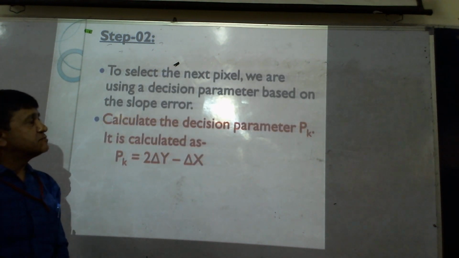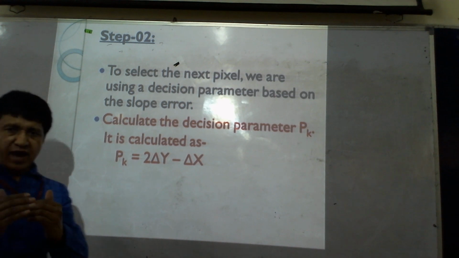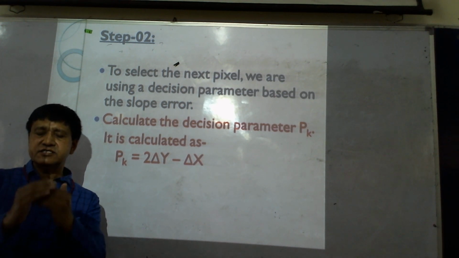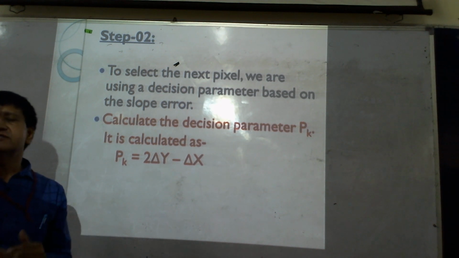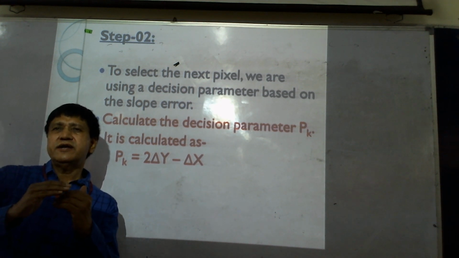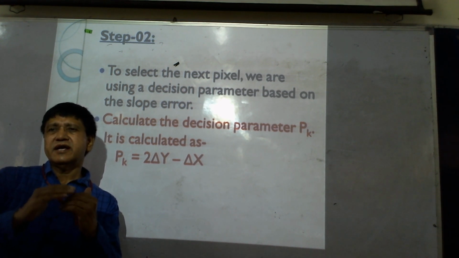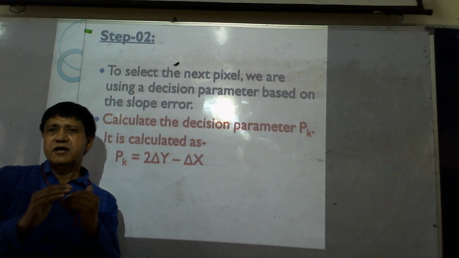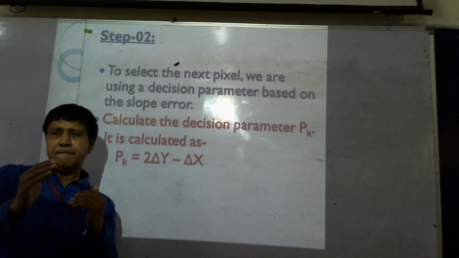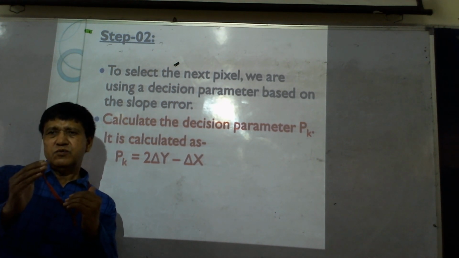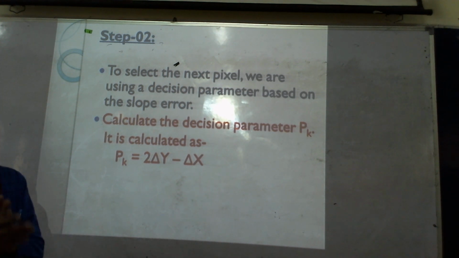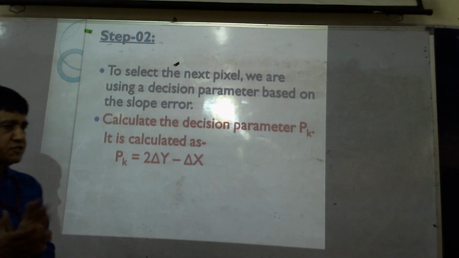To select the next pixel, we have already been given the starting coordinates. Now we have to calculate the coordinates between the starting and ending point. So we start from the starting point and then calculate the next pixel coordinate, which is calculated from the initial or starting point, which is already given.